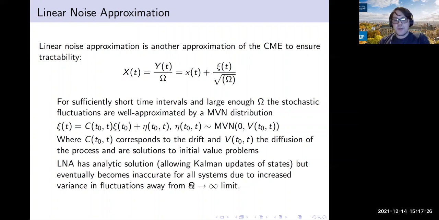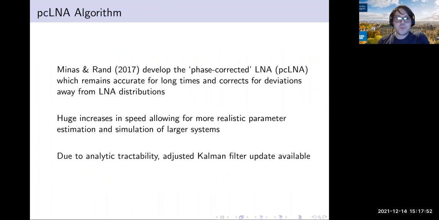And really the issue is if omega tends to infinity, then we can see that this variance term will tend to 0, and we'll end up in a deterministic case. And when we're in a deterministic case, it's completely accurate for an indefinite amount of time. The problem is where omega isn't tending to infinity, we'll end up reaching this inaccuracy much quicker, and we get these fluctuations in variance away from the standard distributions that we're assuming are taking place.